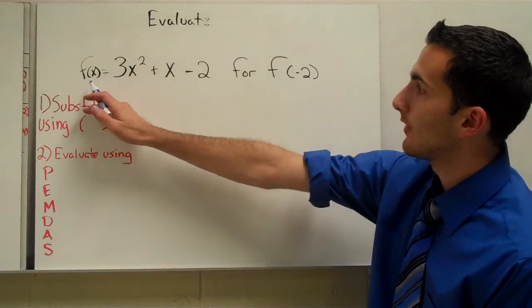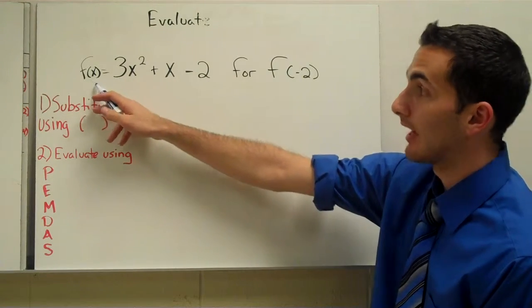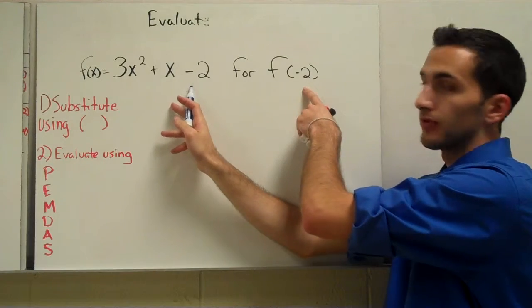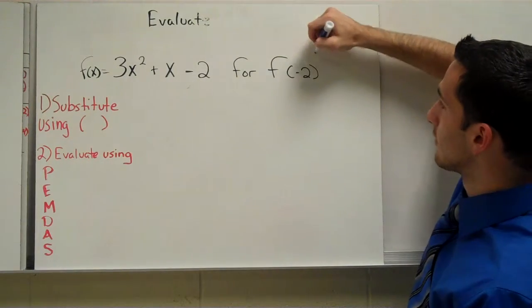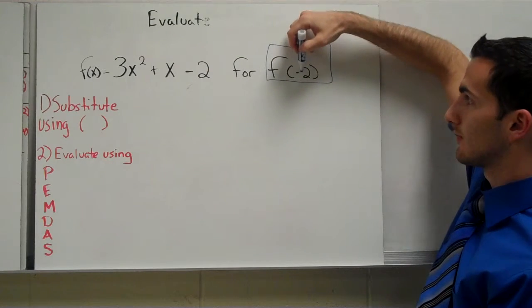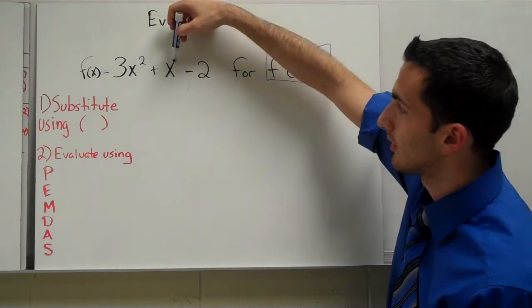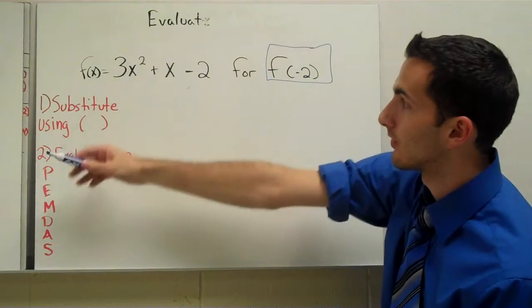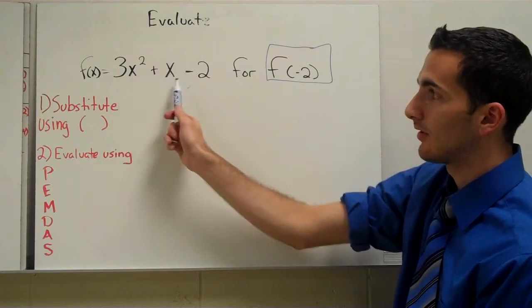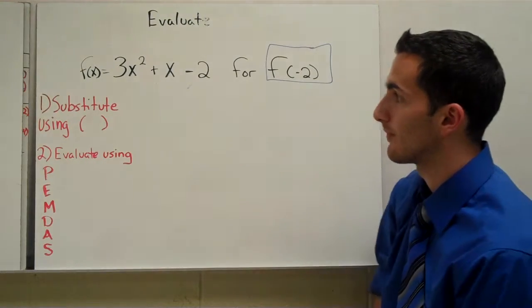This one says, for f of x equals 3x squared plus x minus 2, find f of negative 2. This right here is what always tells us what we're plugging in. F of whatever, that number, is what we're plugging in for our variable. Okay? So as you can see, we replaced x with negative 2. That's what we're going to do in our equation, replace x with negative 2.